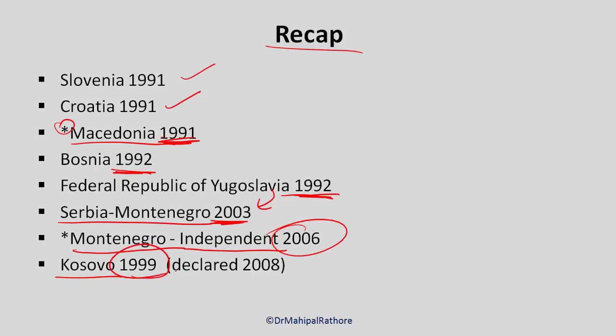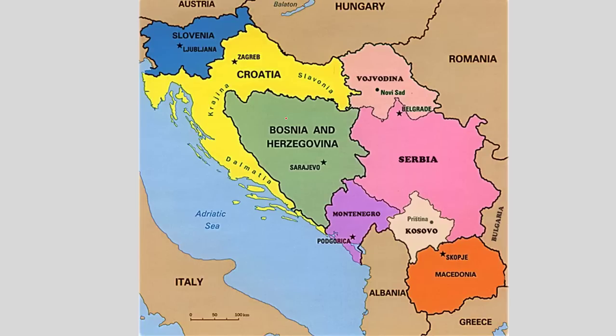Kosovo, effectively they say that we are independent since 1999 because we were given substantial autonomy, but they declared themselves to be independent in 2008. So Macedonia and Montenegro became independent without any warfare. So this is the map that we see today. All these countries are independent. Kosovo's independence is disputed. Vojvodina is very much part of Serbia. It has its autonomy, but it is completely part of Serbia.